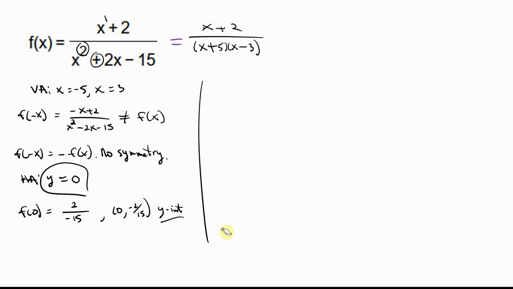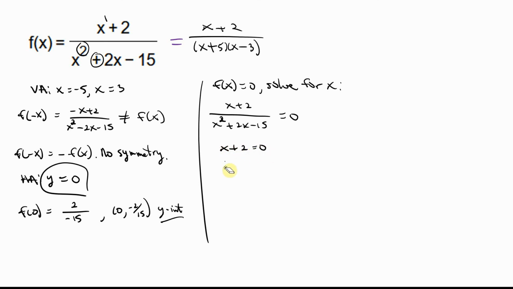And then we set the function equal to 0 and solve for x. So here we get x plus 2 over x squared plus 2x minus 15 equal to 0. Multiply both sides by that denominator, and that denominator cancels out. All you have left is x plus 2 is equal to 0, x equal to -2. So -2 comma 0 is the x-intercept.